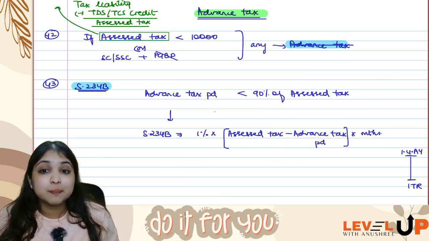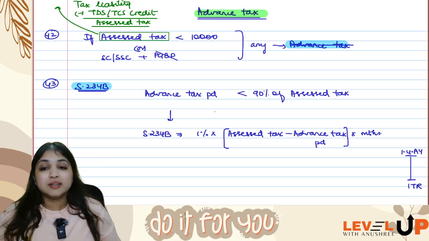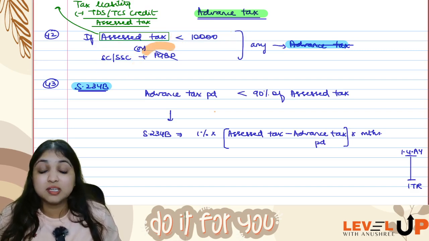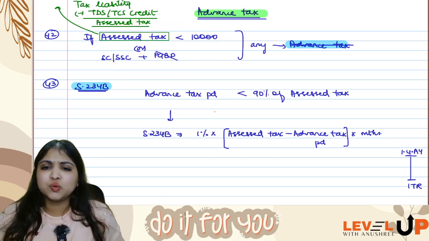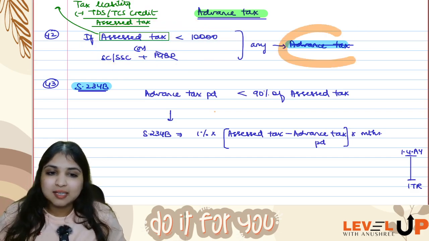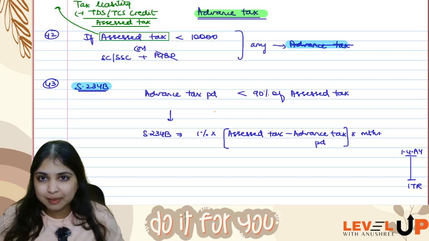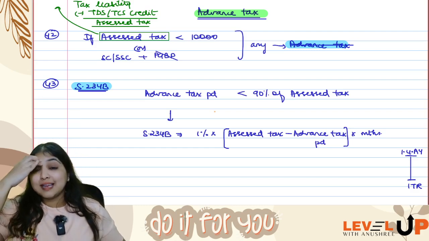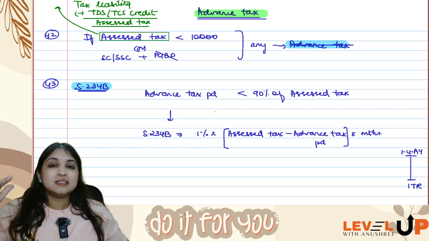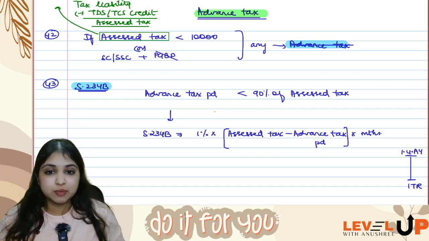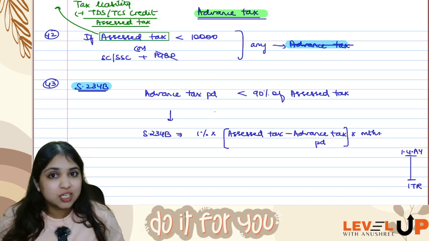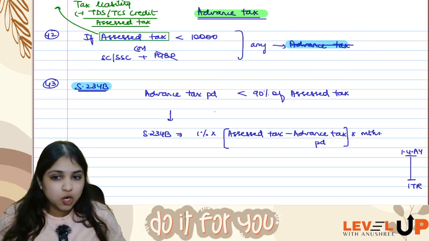If the assessed tax happens to be less than 10,000, or if assessee is a senior citizen or a super senior citizen not having PGBP, out of these two, if even one situation is applicable, then advance tax will not apply for that particular assessee. Either assessed tax is less than 10,000 or senior citizen, super senior citizen and not having PGBP. Out of these two, if even one situation is applicable, advance tax will not apply.